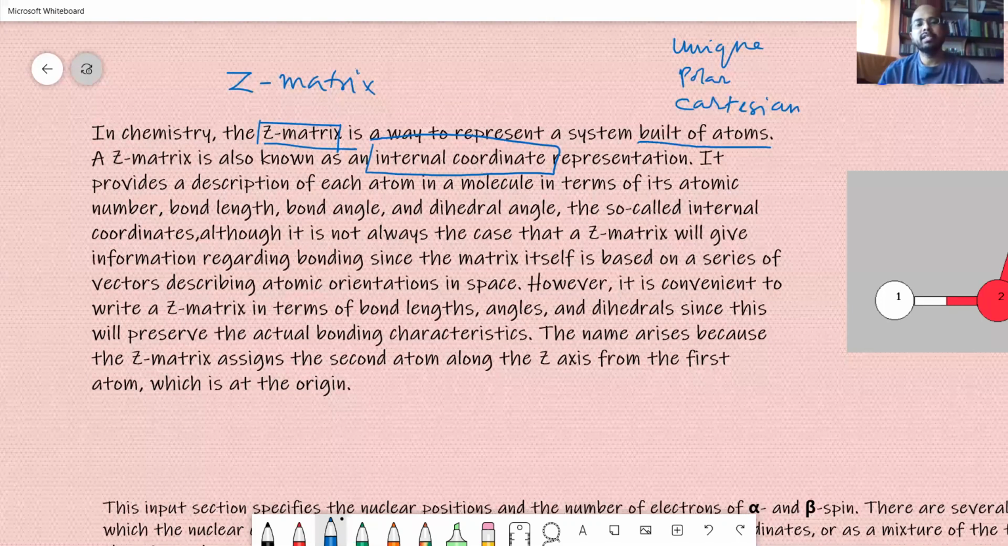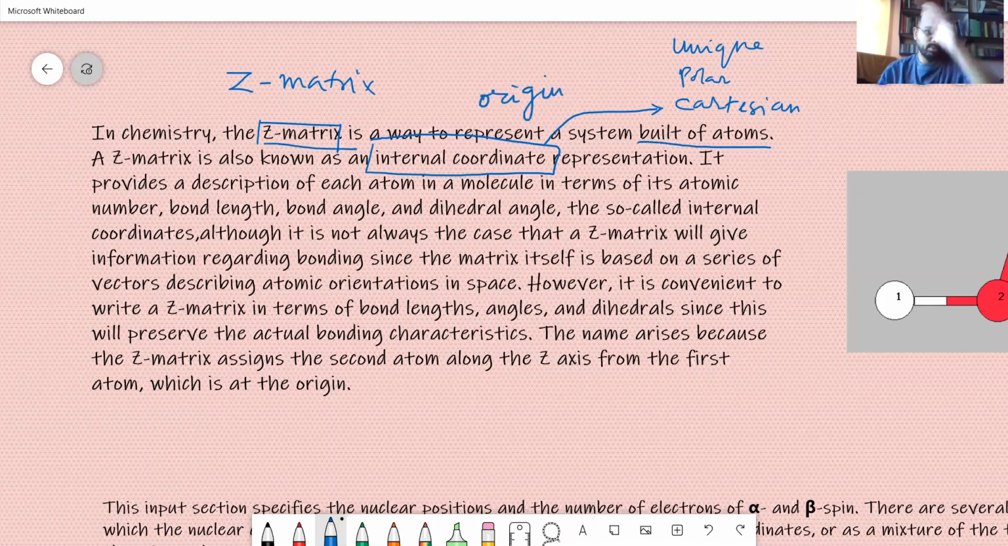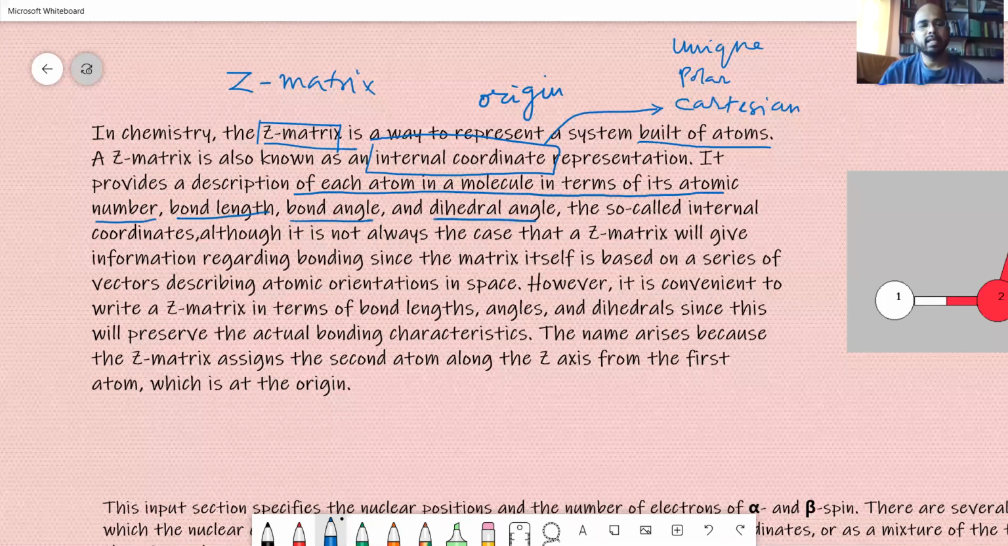And this internal coordinate belongs to the Cartesian coordinate subcategory, where you will take some origin. I'll tell you how, but it will be very interesting once you draw a molecule. It provides a description of each atom in a molecule in terms of its atomic number, bond length, bond angle, and dihedral angle.